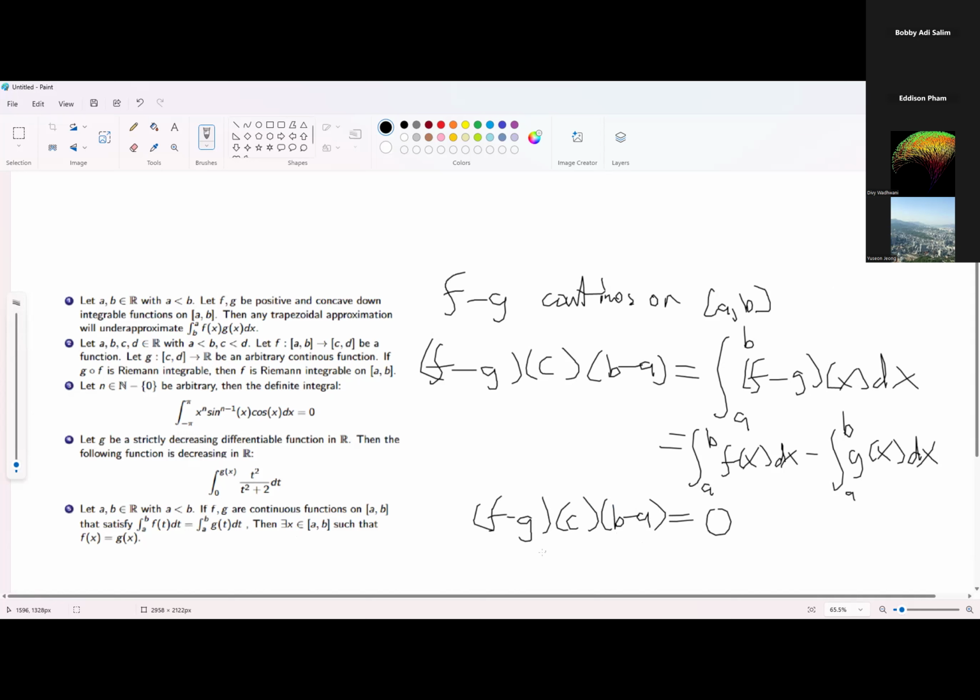However, we said that a is less than b, so b minus a is strictly greater than 0. What does that mean? You can just divide it out. You get (f minus g) of c equals 0. This brings us to f of c equals g of c. So yeah, it's true, true, true. And I think both of these were false.